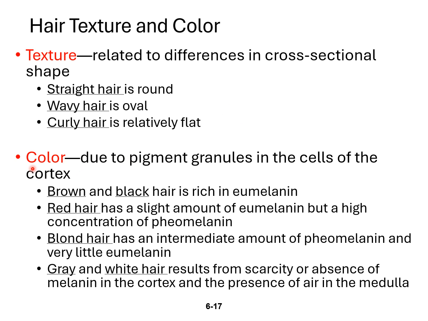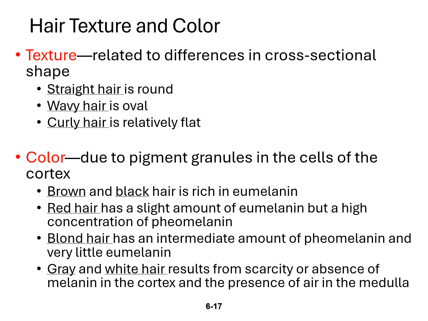Now the color is going to be due to the pigmented granules. So you remember the pheomelanin and the eumelanin we talked about before? Brown and black hair is going to have a lot of eumelanin. Red hair is not going to have a lot of eumelanin, but it's going to have a lot of pheomelanin. Blonde hair has about the same amount of pheomelanin and eumelanin. And gray and white hair isn't caused by eumelanin or pheomelanin. This is because there's going to be air in the medulla.